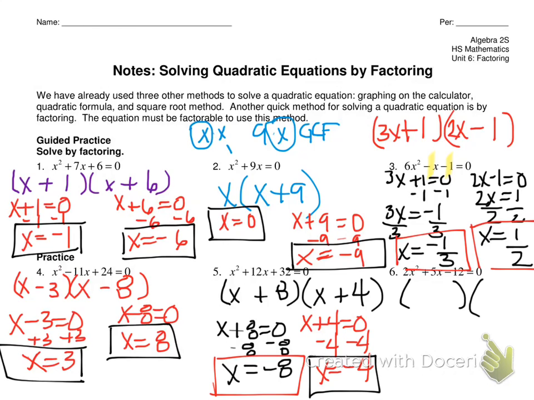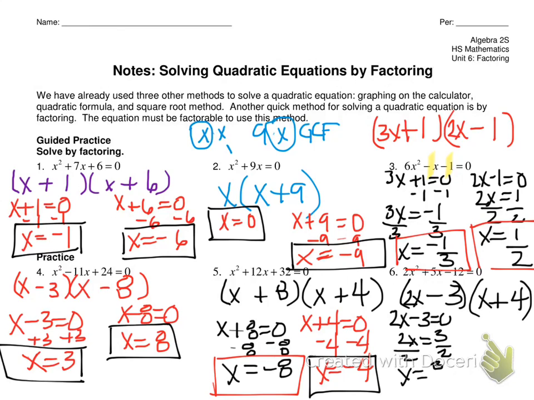Remember, your quadratic equation has to be factorable, and there are situations where you'll find that you cannot factor. When that happens, you simply solve it by using one of the other methods I mentioned that we've learned before: the quadratic formula, your calculator, or using the square root method. So we get x is equal to 3/2, and x is equal to negative 4.